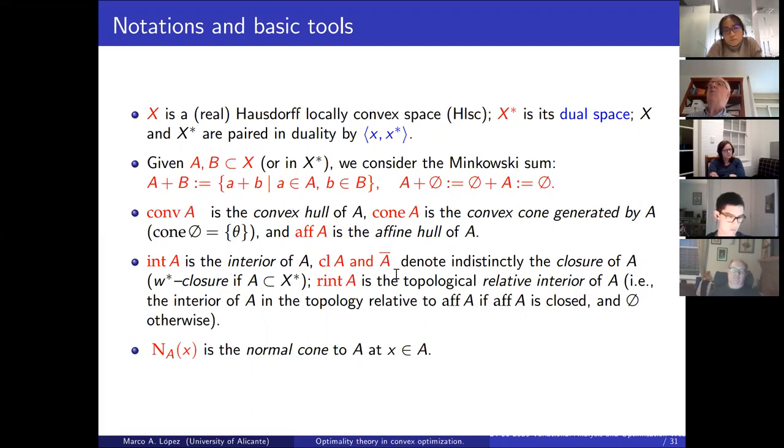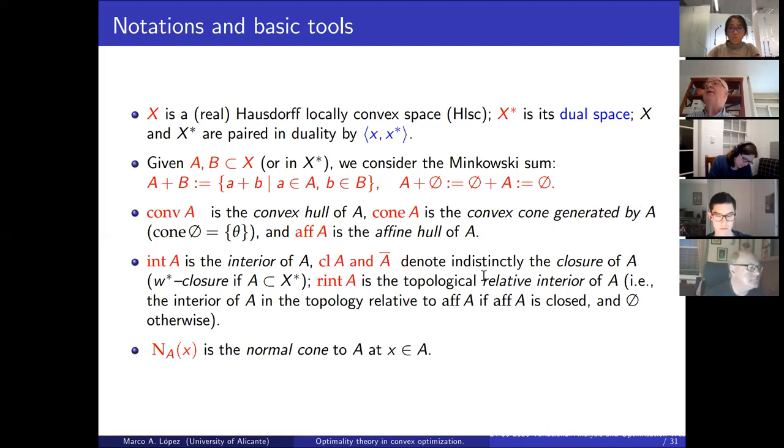This is the way in which I can represent indistinctly, it just depends. Sometimes it's more comfortable to use this notation, other times I will use this one. This denotes indistinctly the closure of A. By the way, if I don't make an observation in the contrary sense, the topology considered in the dual space is the weak star topology. When this set is in the dual space, you see the symbol is the closure with respect to the weak star topology.